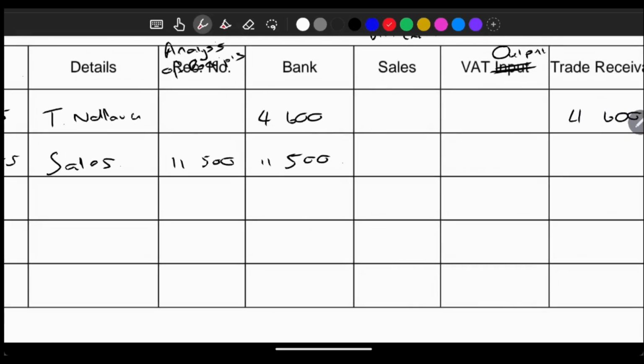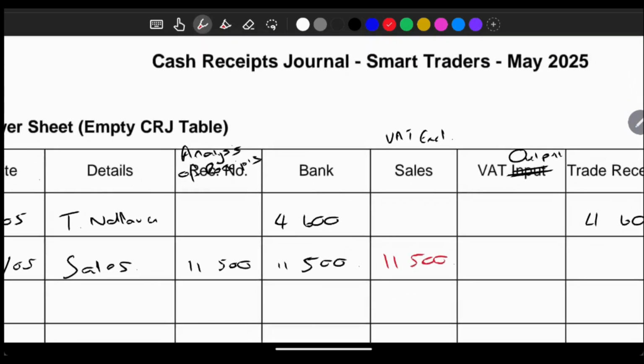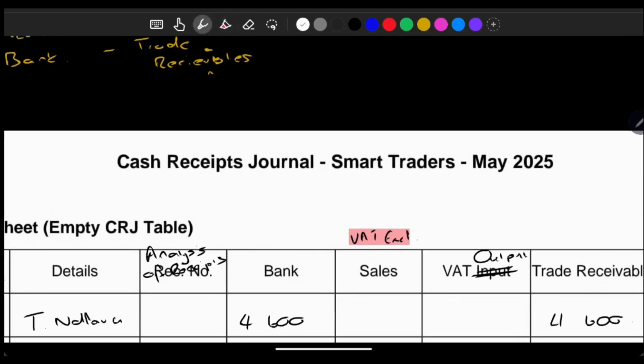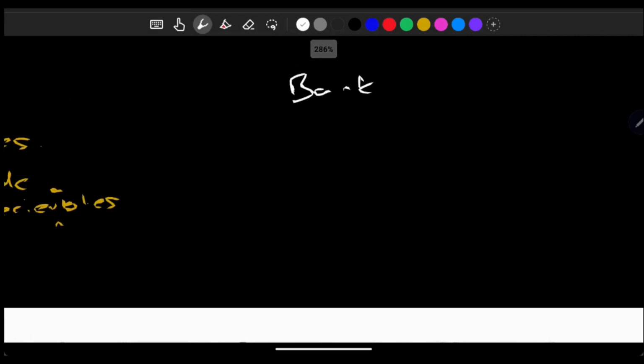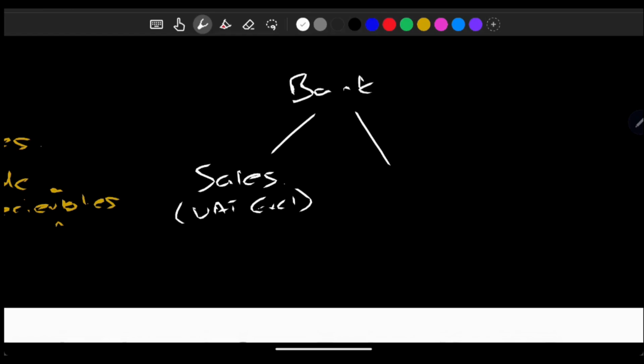Now sales is not 11,500. It is not that. Remember, we said sales is VAT exclusive. So always remember that sales is treated in this way. Bank is going to be the full amount. Let me zoom in. Bank is going to be the full amount, and then it's divided into two. It's divided into sales, which is the VAT exclusive amount. Right? And then it's divided into our VAT output, because we have to pay VAT on things that we sell, right?